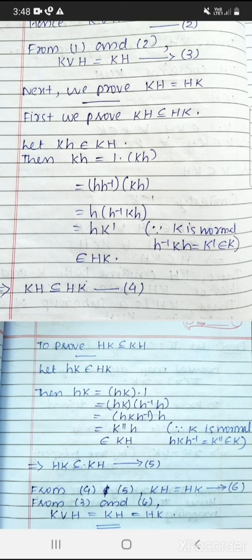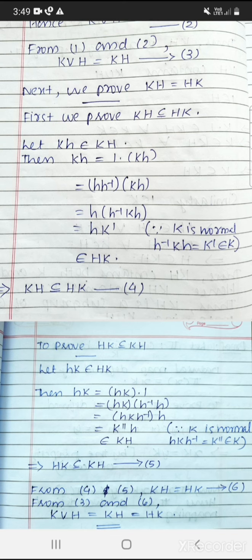Now we need to prove the reverse, that is HK is contained in KH. For that, similarly I will take an element hk from HK. So hk is nothing but hk into 1. Instead of 1 I am substituting h^-1 h, which gives h k h^-1 times h. I am grouping h k h^-1 together and keeping h apart. I am substituting it as k double dash. So hk is equal to k double dash into h, which is an element of KH. So we got HK is contained in KH.